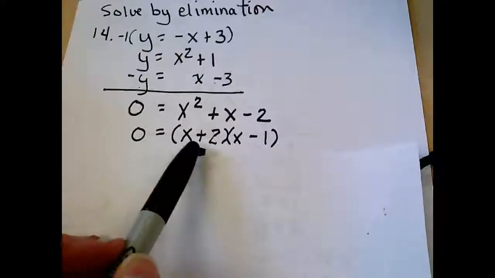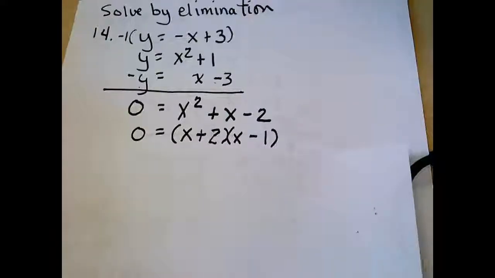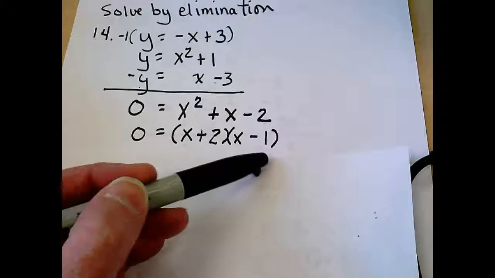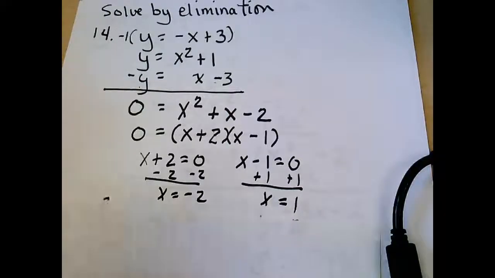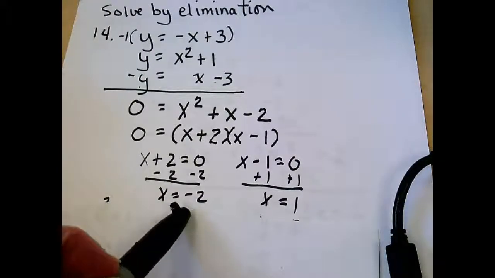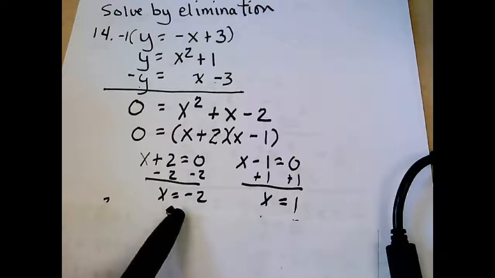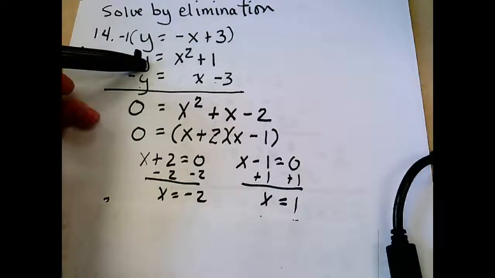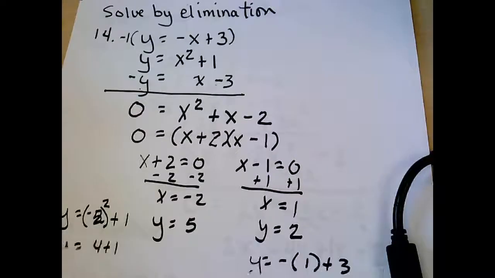Now that's set equal to 0, so I need to find the values of x, which are my x-intercepts. And I can either do that in my head, go what plus 2 gives me 0. That's negative 2. What minus 1 gives me 0? It's positive 1. Or I can set each one equal to 0 and solve algebraically. Once I have my x values, I'm still not done. I also have to find a y, because the point of intersection is always an x, y value. So I take negative 2, substitute it into either original equation. If I take negative 2 squared plus 1, I get 4 plus 1 is 5. And I get y equals 5.